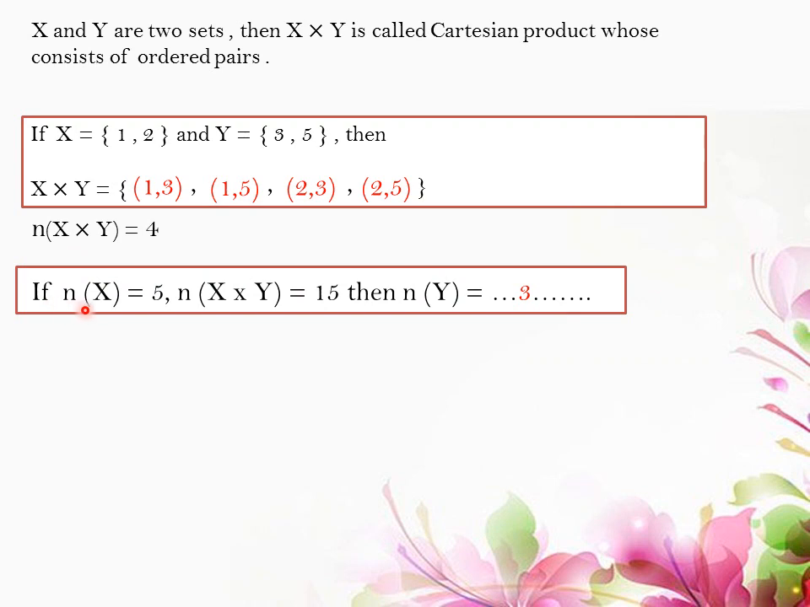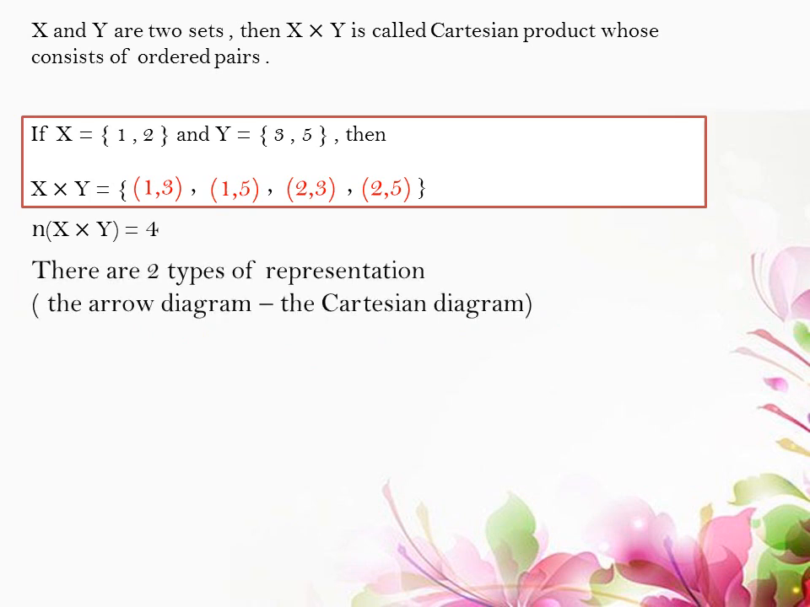If n(x), the number of elements in x, equals 5 and the number of elements in x cross y equals 15, then what is n(y)? n(x cross y), the number of elements of x cross y, equals the number of elements in x times the number of elements in y. So 5 times what equals 15? 5 times 3.